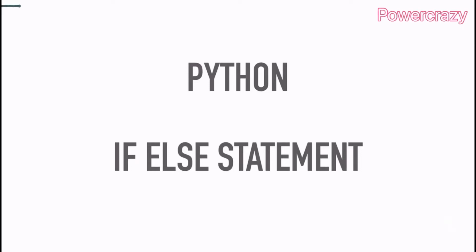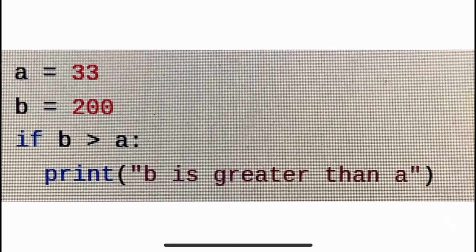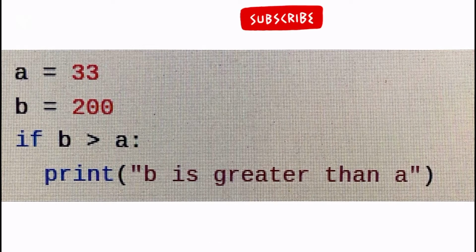Today we're talking about if-else statements in Python. In Python we also use logical conditions: equals, not equals, less than or equal to, greater than or equal to. For example, a equal to 33, b equal to 200. If b greater than a, print b is greater than a. It will print b is greater than a.